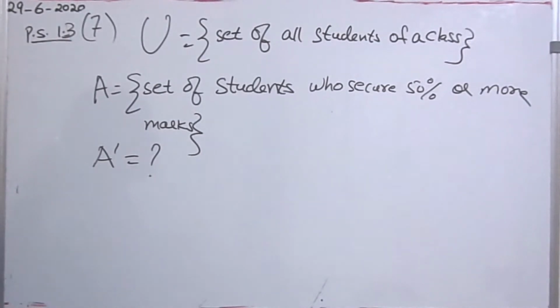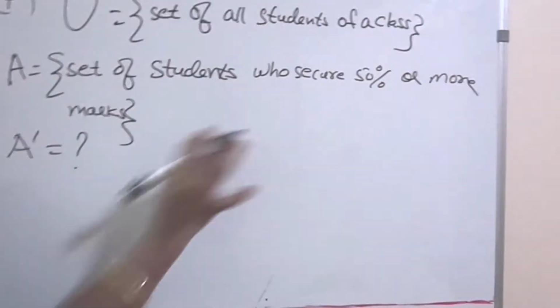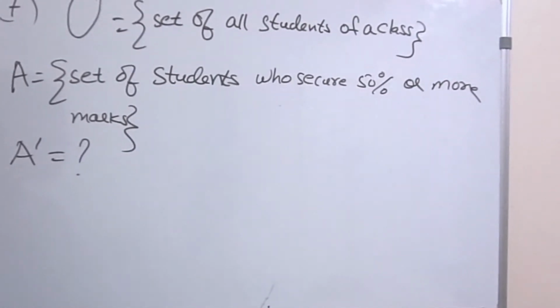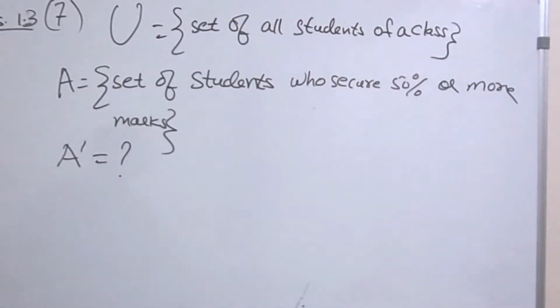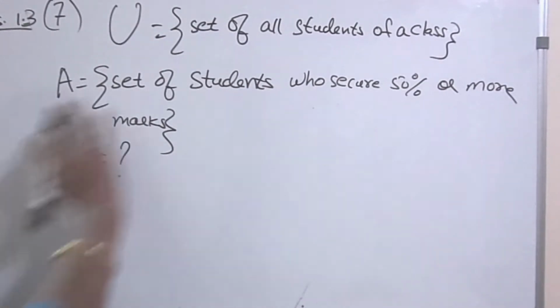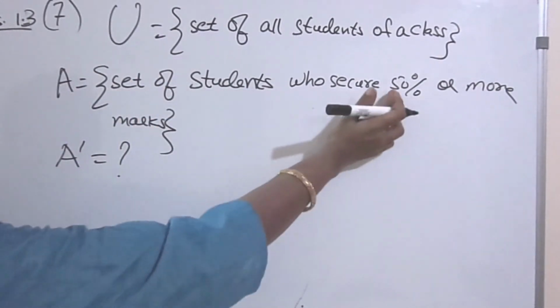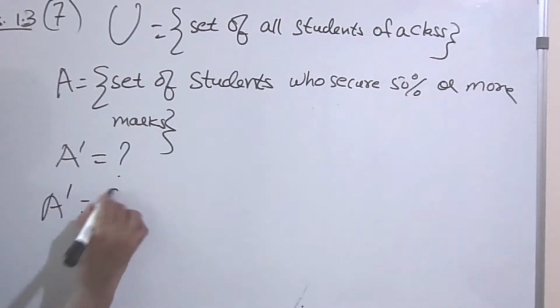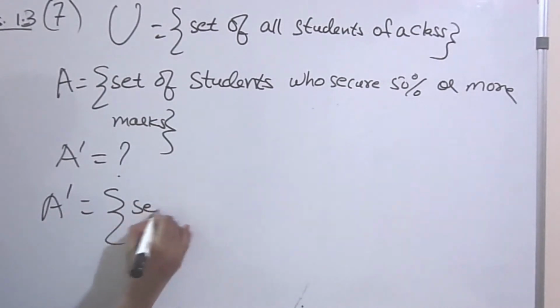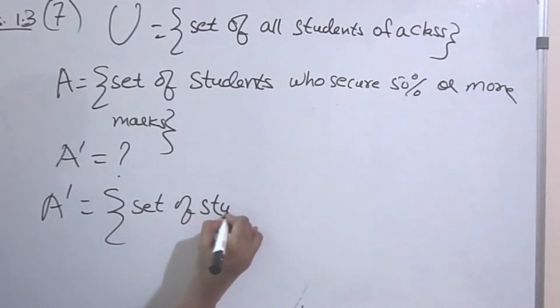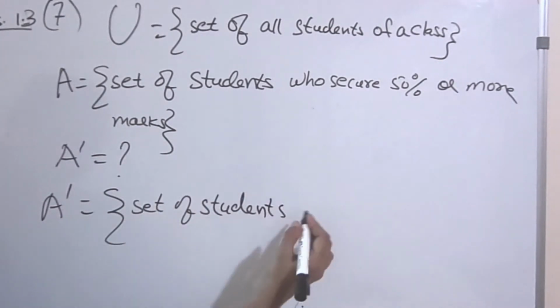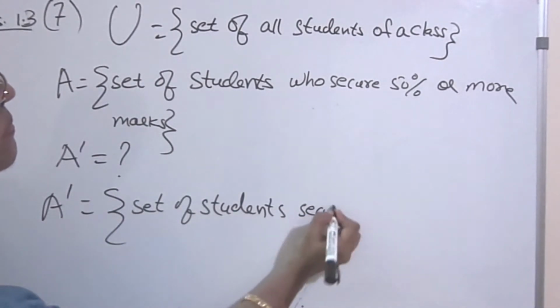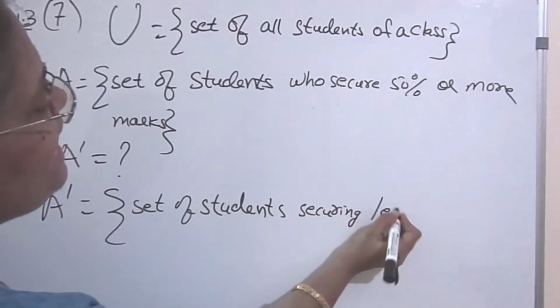Last time we had seen what a complement is. What is the meaning of A complement? Not there in A, but there in the universal set. So whatever is there in A, we should not write. So what is there in A? 50% or more. So what is not there in A? Less than 50. So the complement is the set of students, opposite of A, securing less than 50%.